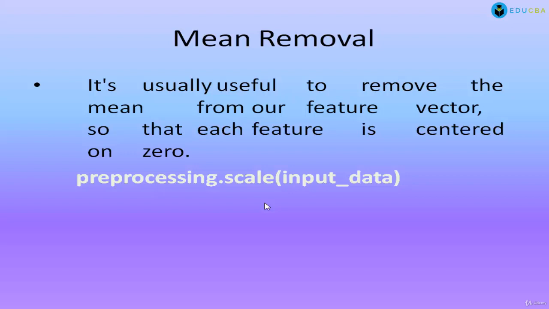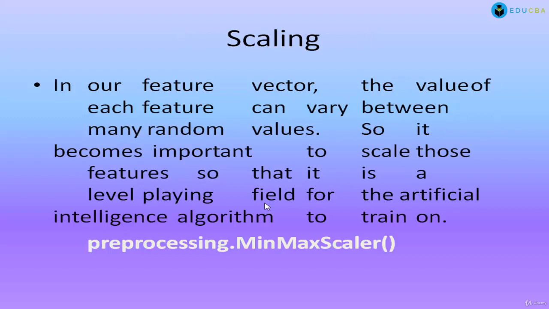Next, scaling. In our feature vector, the value of each feature can vary between many random values. So it becomes important to scale those features so that it is a level playing field for the artificial intelligence algorithm to train on. There can be different values for each feature, so basically we are scaling those features, and for that we are using the MinMaxScaler function of the pre-processing module.